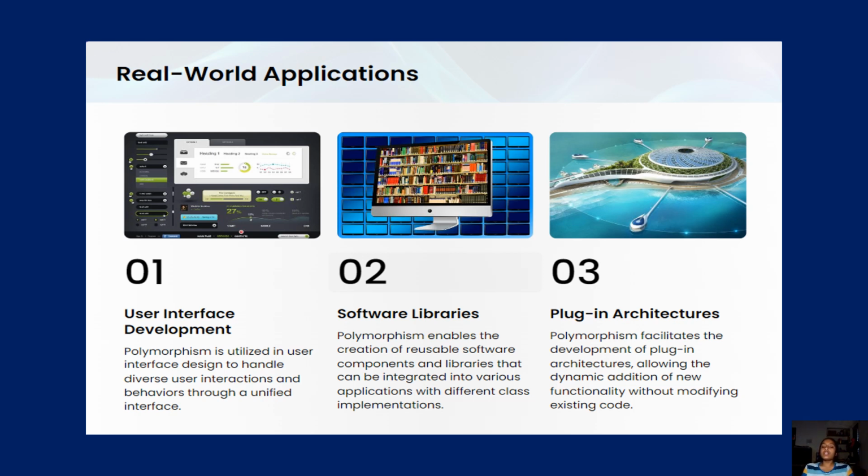The plugin architecture: polymorphism facilitates the development of plugin architectures, allowing the dynamic addition of new functionality without modifying existing code. Now, as we have plug-and-play devices that connect to our systems, and we can use them very simply, like the USB connectors and all these things, similarly we have plugin architectures in polymorphism too, which help us enhance the functionality of code without having to modify the existing code.